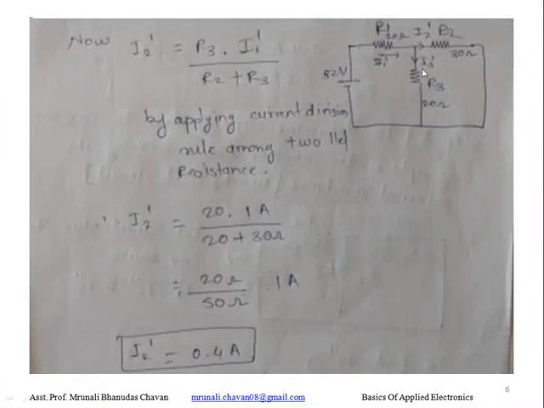This is shown here, with the circuit. As we discussed, by applying the current division rule among two parallel resistances, we can write the equation for I2 dash is equal to the opposite branch resistor, here R3, and the circuit current I1 dash divided by R2 plus R3. So we put the values here. We know the value of R3, and we have the value of I1 dash which was calculated recently. We will get I2 dash is equal to 0.4 ampere.